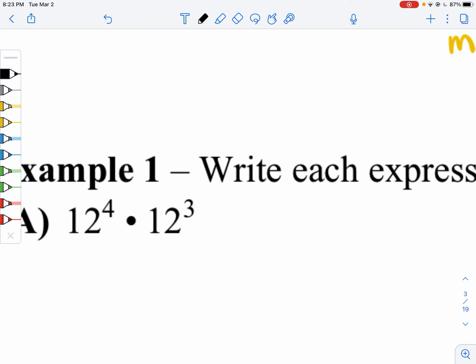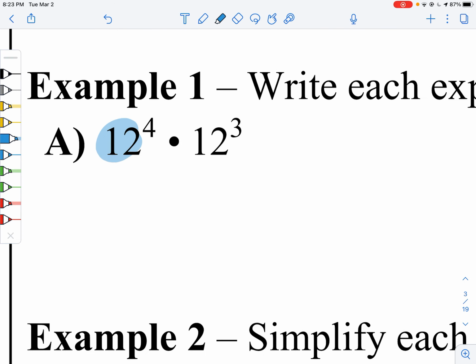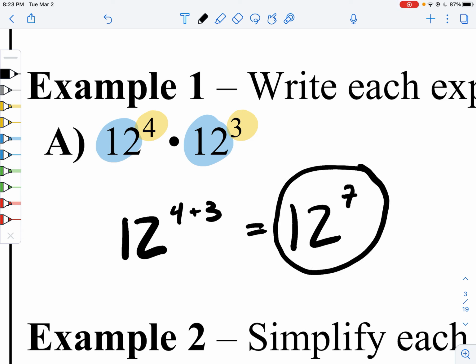For example, you look here, these 12 guys. Here our base is 12. This only applies if they're the same base, by the way. And then our powers here are 4 and 3. So that's the same thing as 12 to the 4 plus 3rd power. So that's 12 to the 7th power. Don't believe me? Find out what 12 to the 4th power is, what 12 to the 3rd power is, multiply them together and say, ooh, that's the same thing as 12 to the 7th power.